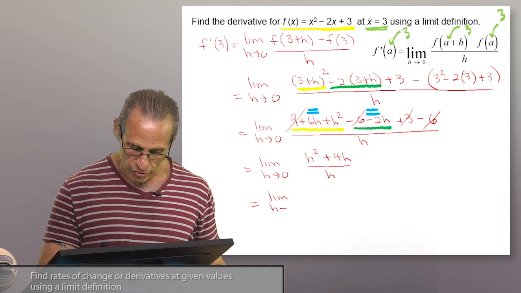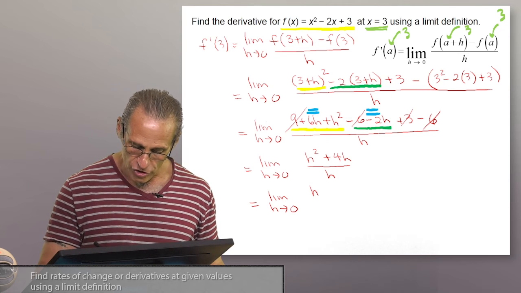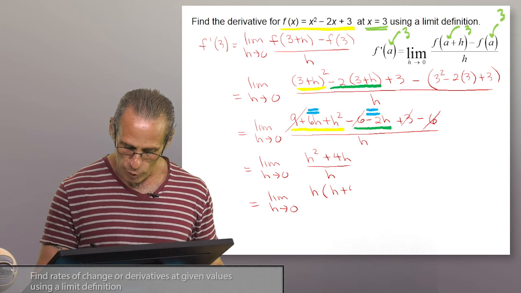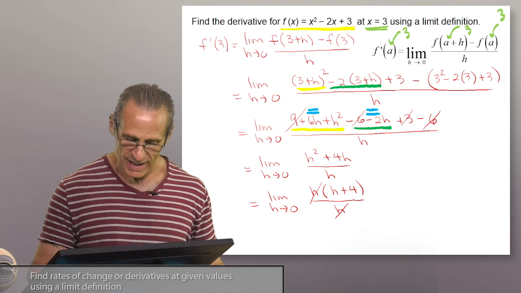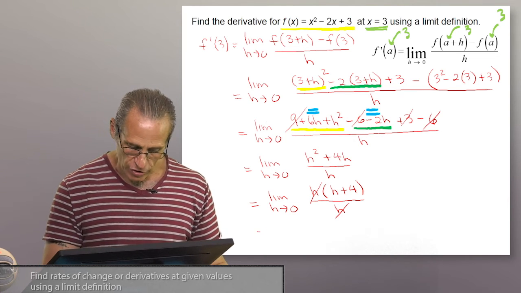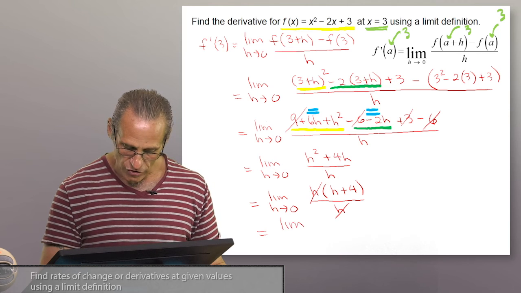So I have the limit as h approaches 0. I will do just that. I'll factor an h out of the numerator. That leaves me with h plus 4 in parentheses over h. And then I can get that cancellation I was looking for. So now I can evaluate directly, right? Because I have the limit as h goes to 0 of h plus 4.